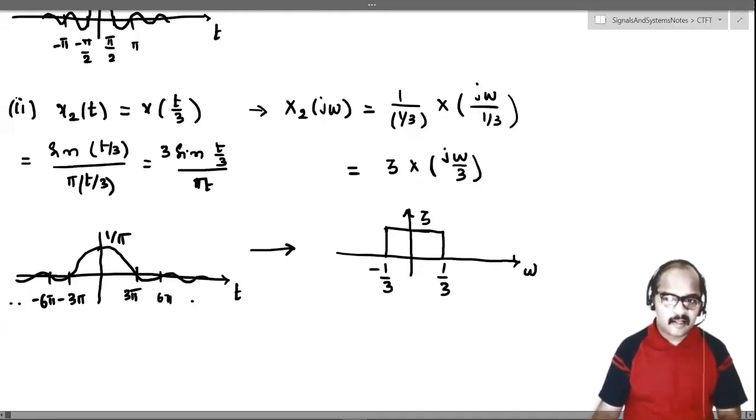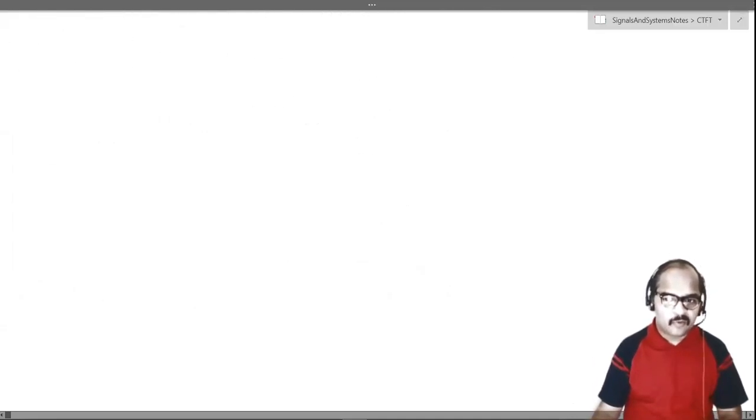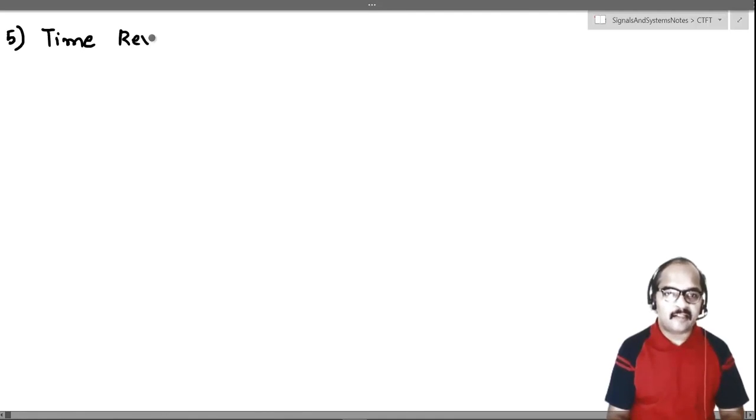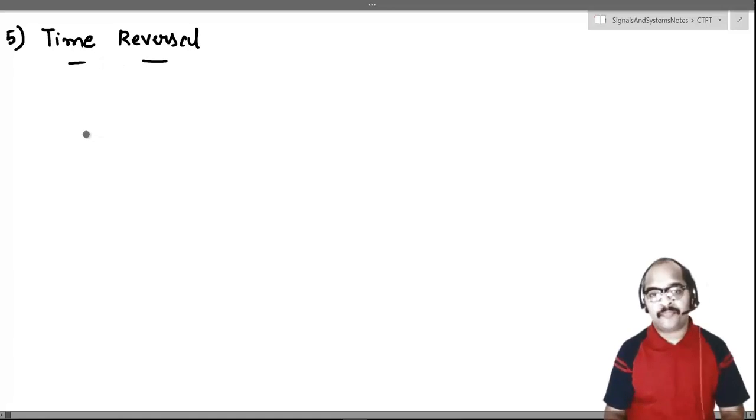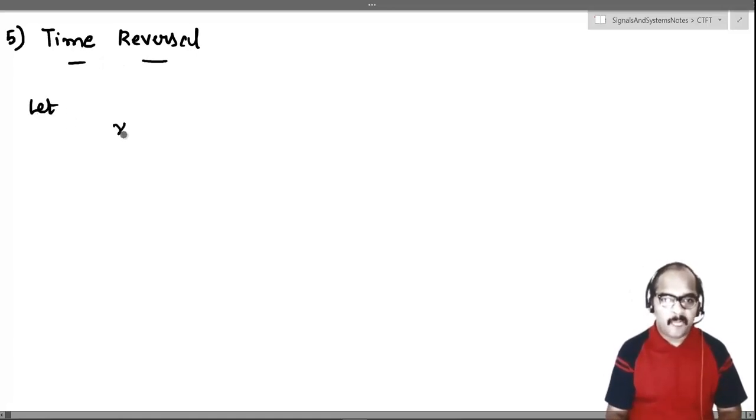Next, let's move on to the next property, the fifth one, which is time reversal. This is just an extension of the previous property. Let x of t have X of j omega as the Fourier transform.